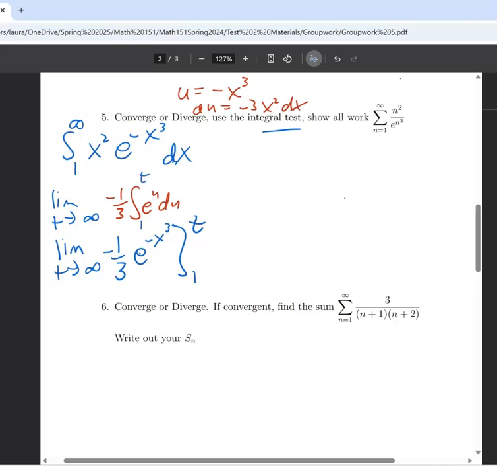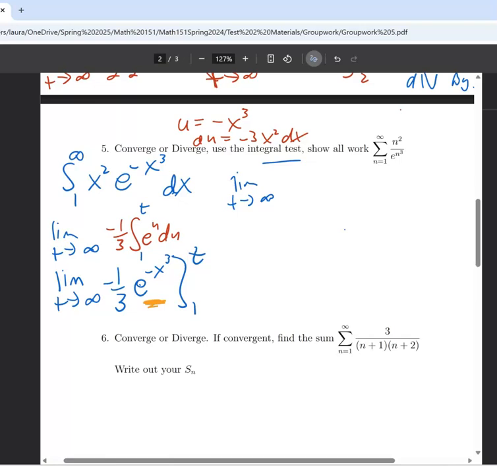Okay, so now again, it's important, I think, to rewrite this as the fraction that it is. So if I carry along the negative 1/3 and rewrite this as 1 over e to the x cubed before I plug in the 1 and the t, then it's going to be really clear what happens when you plug in the infinity.